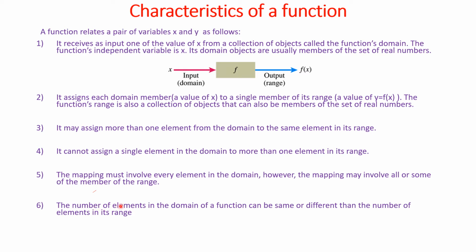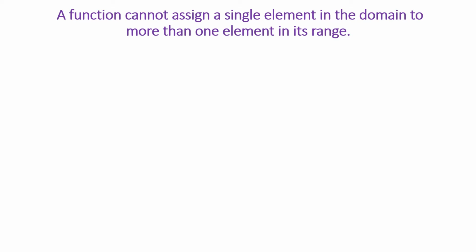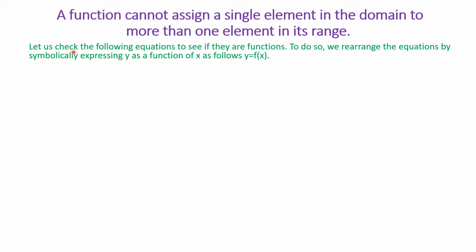The number of elements in the domain of a function can be the same or different than the number of elements in the range. Let's go ahead and check one of the characteristics. In particular, we want to check the characteristic that states a function cannot assign a single element in its domain to more than one element in its range. Let's check the following equations to see if they are functions. Of course, if they are functions, then they will assign a single element in their domain to a single element in their range, not more than that.